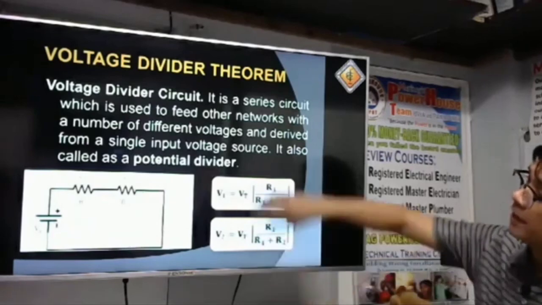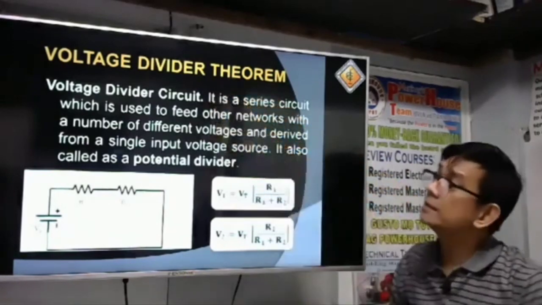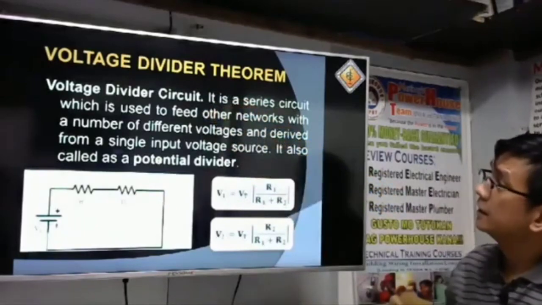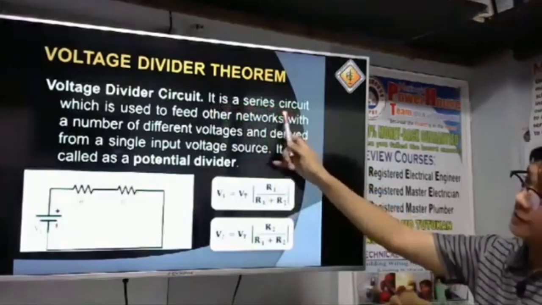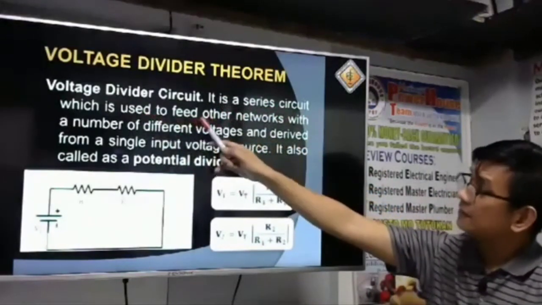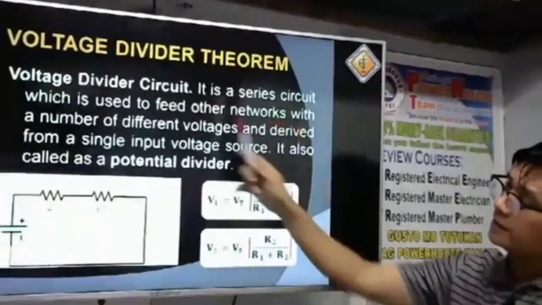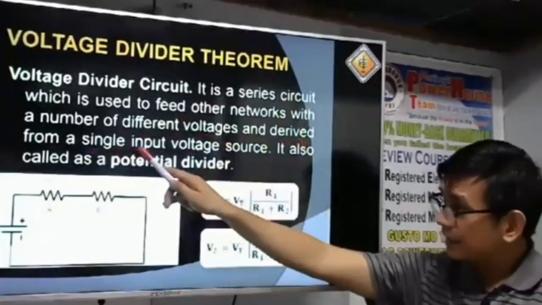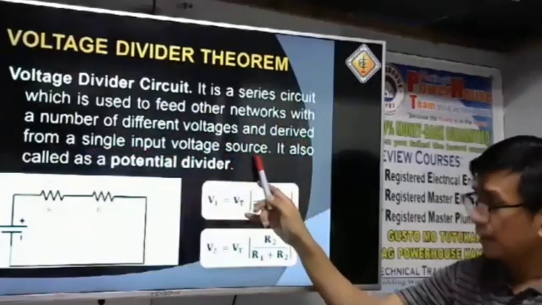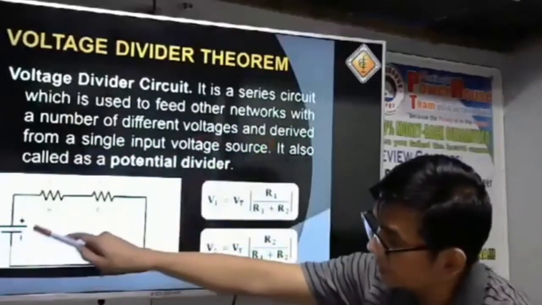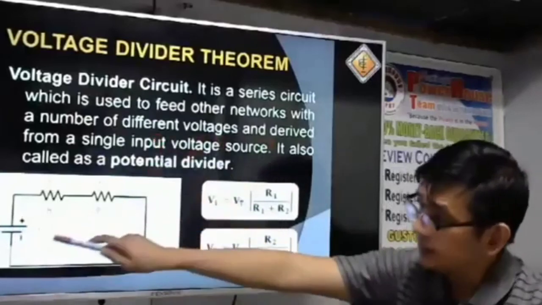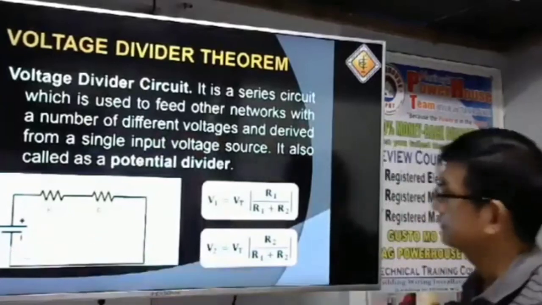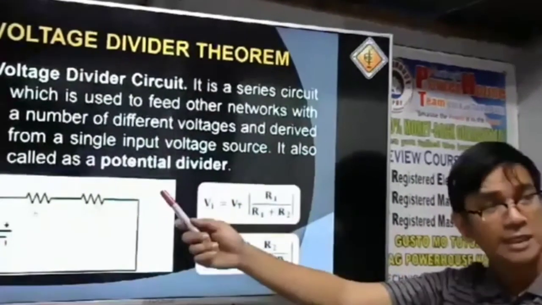So we have this topic about the voltage divider theorem. Voltage divider circuit. It is a series circuit which is used to feed other networks with a number of different voltages derived from a single input voltage source. In our circuit, our single input voltage source is our voltage V sub T, the total voltage. It is also called the potential difference.